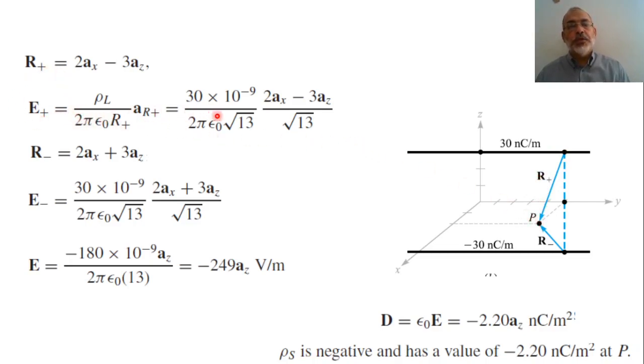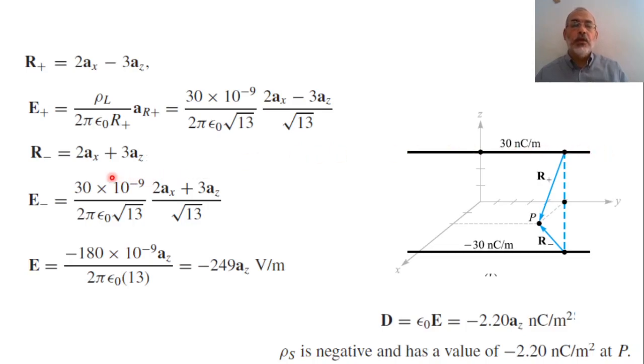Here E plus would be 30 nanocoulomb over 2 pi epsilon over the value of r. The value of r is the modulus of the vector r plus. So it is the square root of 2 squared plus 3 squared, which is 13. The unit vector of r plus is r over the magnitude of r, so it is 2 a_x minus 3 a_z over the square root of 13. Okay. This is the electric field due to the original line.